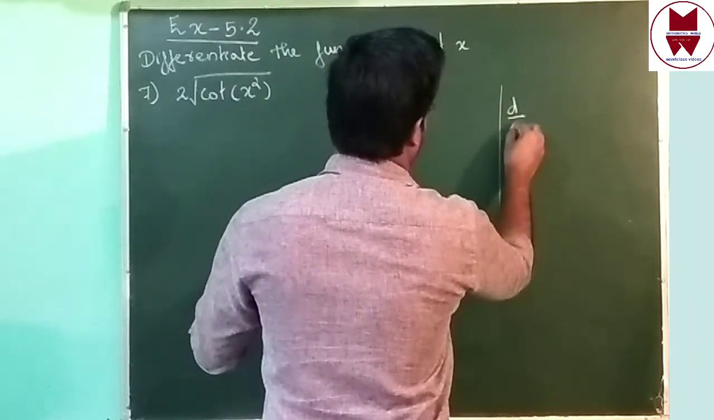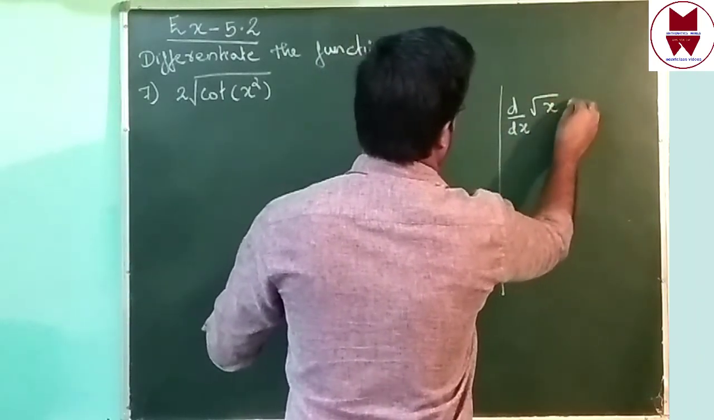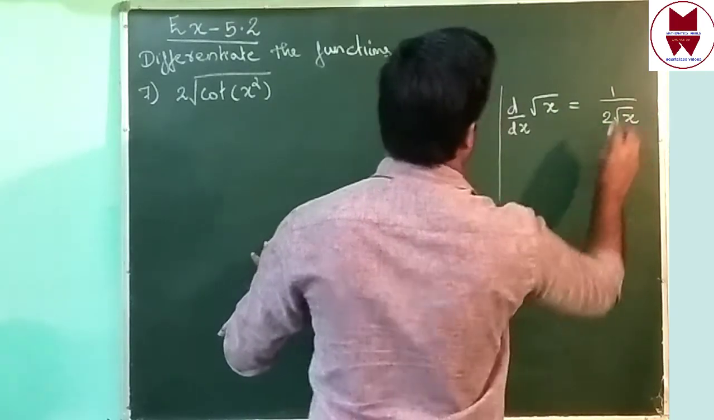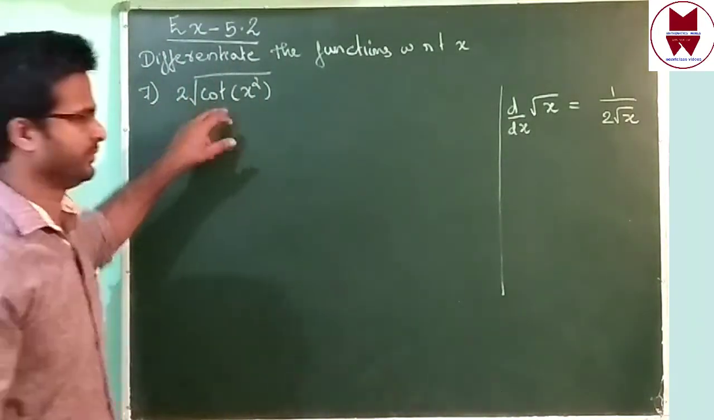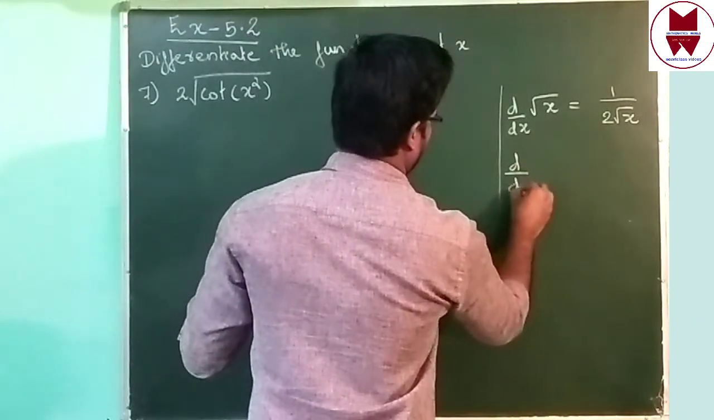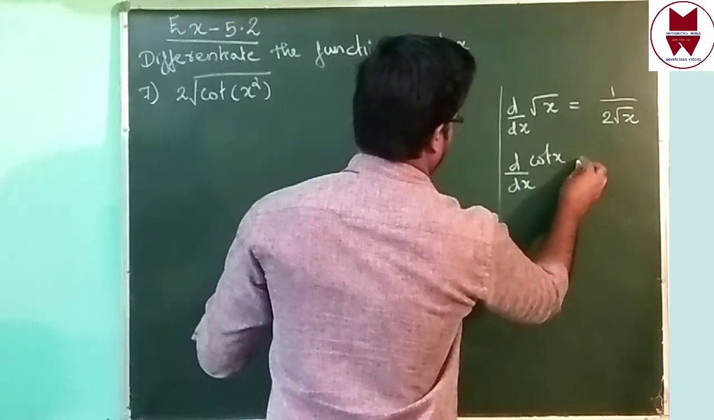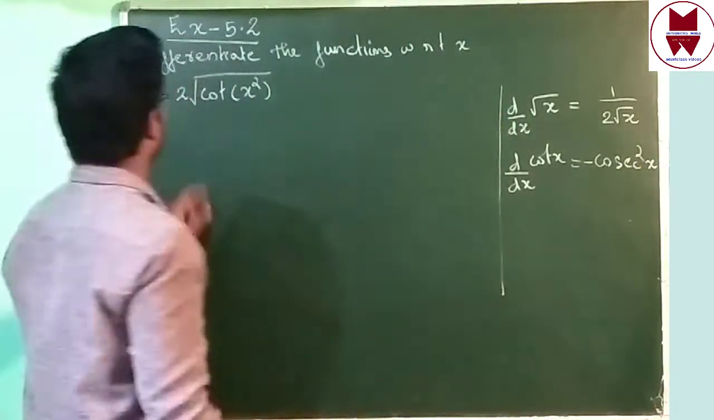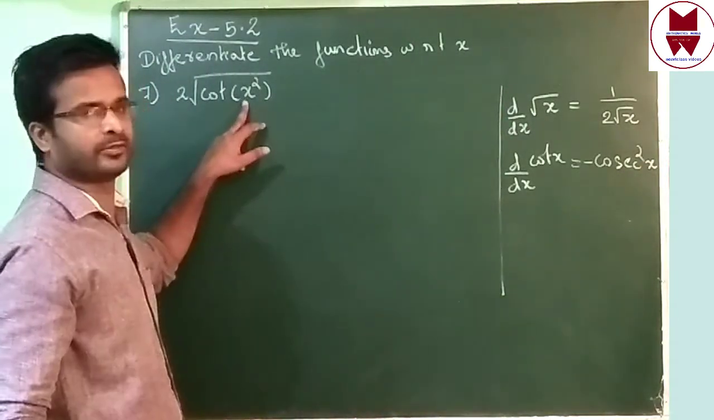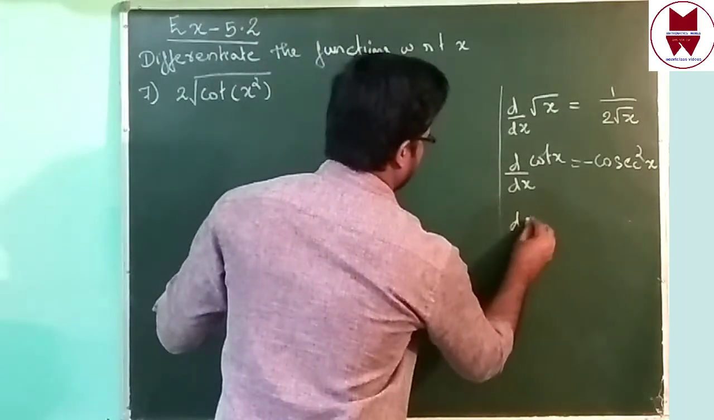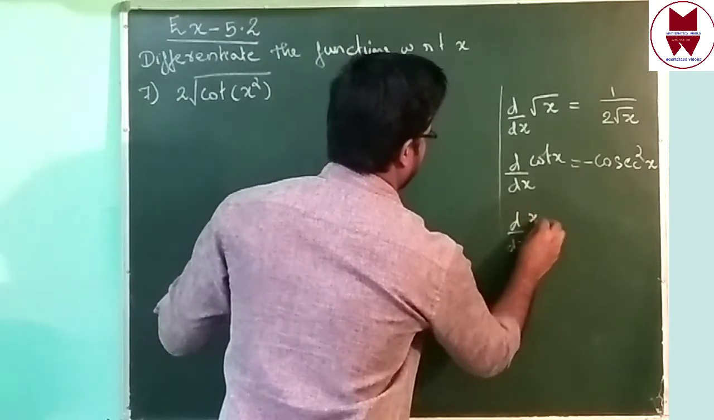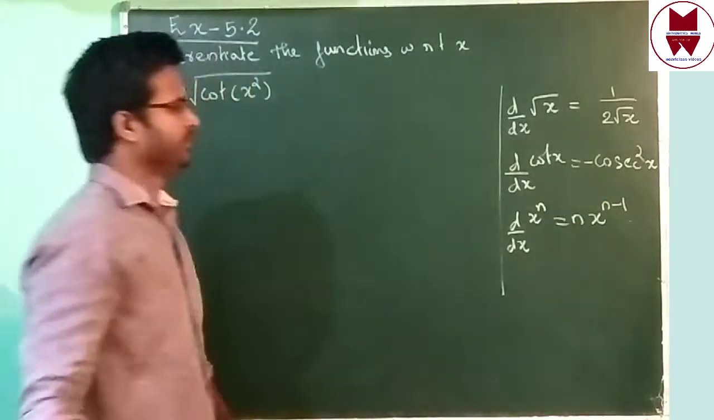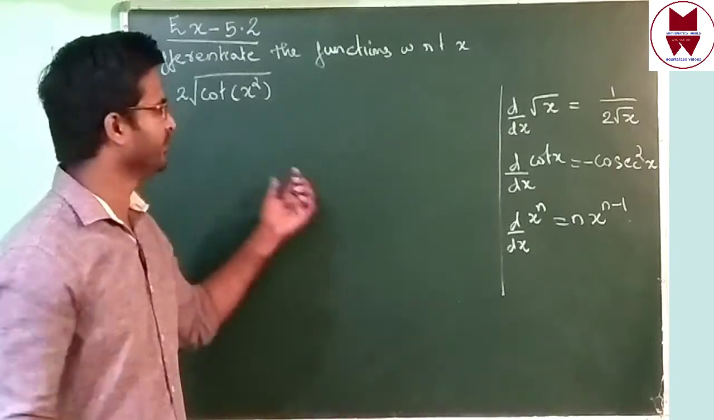First one is d by dx of root x, which we can write as 1 by 2 root x. Next is cot: d by dx of cot x is minus cosec square x. Now x square is there, for that we will use d by dx of x raised to n, that is n x raised to n minus 1. These three formulas we will apply in this question.